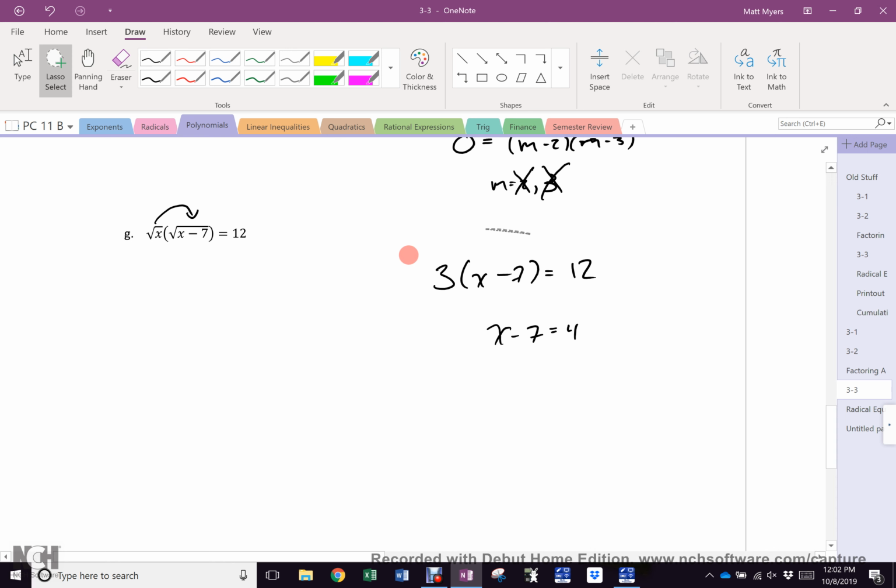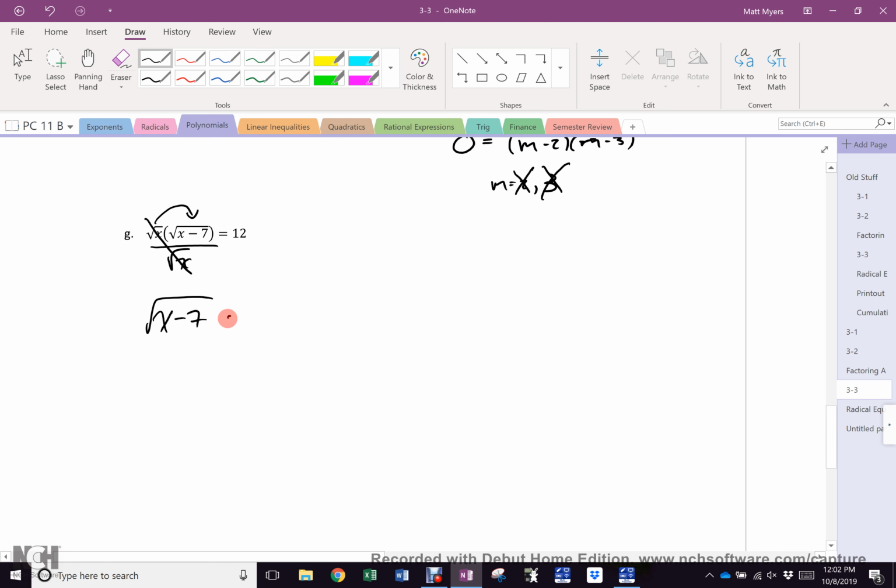So, could we not isolate this radical by dividing by root x? What would happen right there? Cancel, and I'd get root x minus 7, yeah? And what would that equal? 12 over root x, yes? Now, you're intelligent young people. Are my radicals isolated? I should get rid of one of them, shouldn't I? Does it matter which one? Not really, but I like to get rid of the more complicated one first and watch what happens.